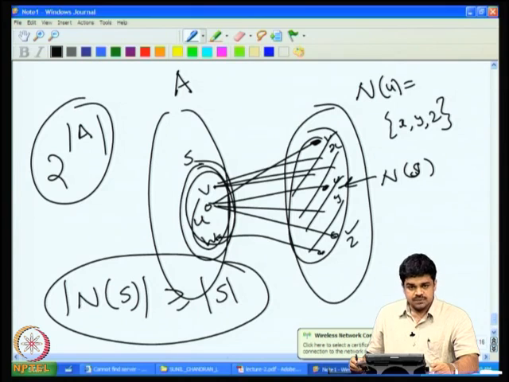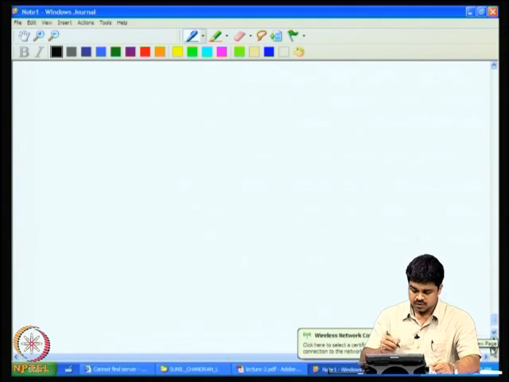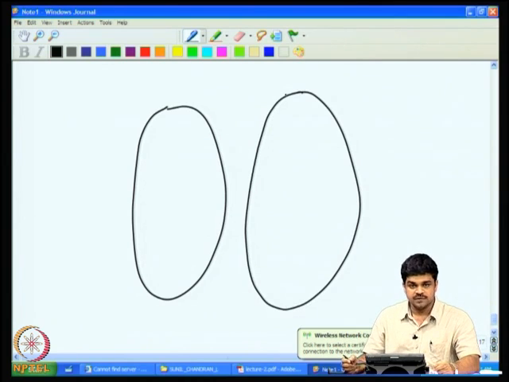So, Hall's theorem says if for every subset S of A, its neighborhood N(S) has cardinality at least as much as the cardinality of the set S itself, then there will be a matching which matches every vertex of A. We will look at a quick proof of this. We will use the previous theorem, Konig's theorem, about the vertex cover and matching.